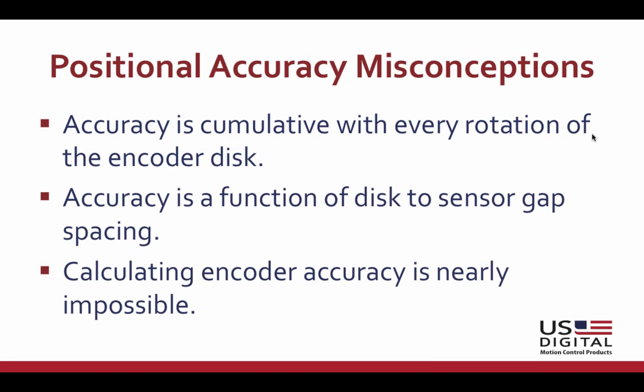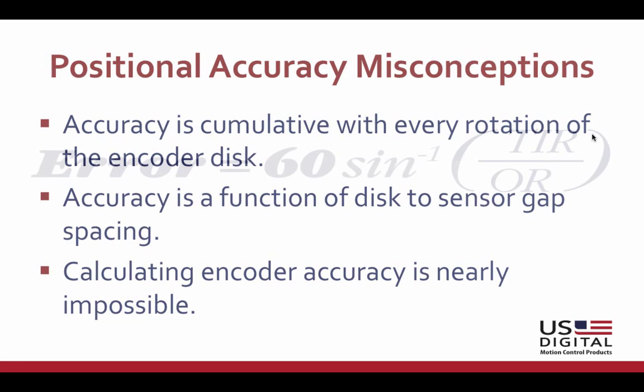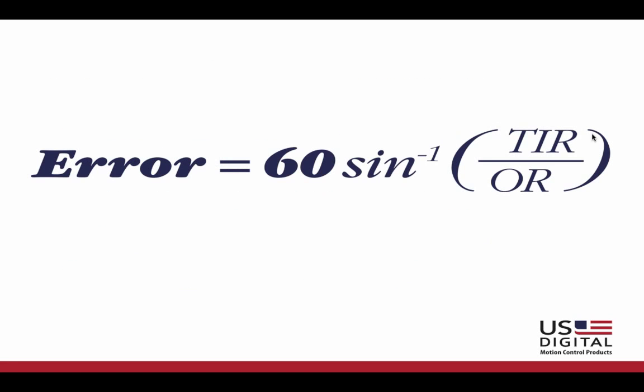So, to start with, positional accuracy misconceptions. Accuracy is cumulative with every rotation of the shaft, encoder disk essentially. That's a common thing we run into, that people think accuracy accumulates as you rotate the shaft. It gets worse to the point where the system is totally out of spec. Accuracy is a function of disk to sensor gap spacing, another misconception we run into quite often. And also, calculating encoder accuracy is nearly impossible. Nothing's impossible. We'll move forward here.